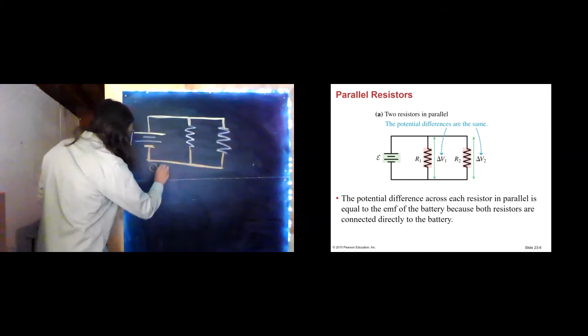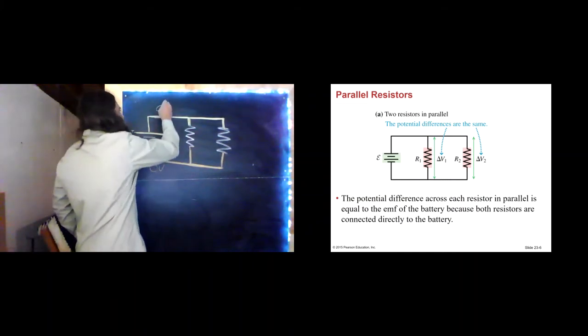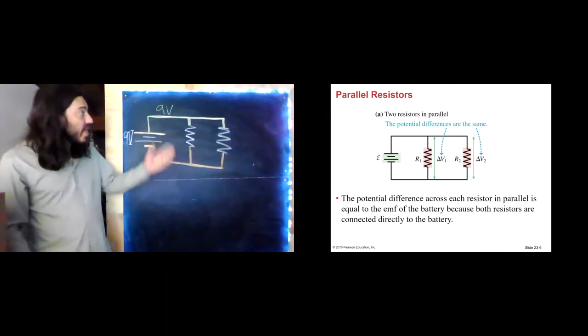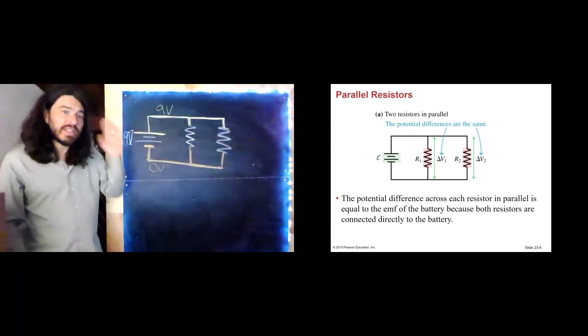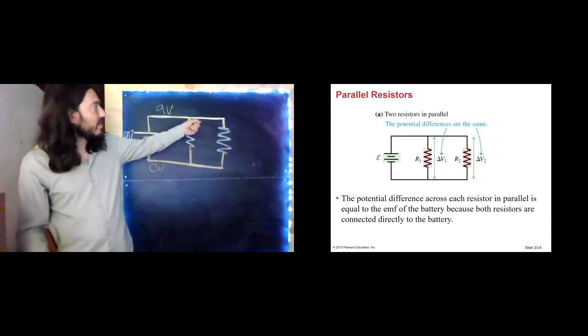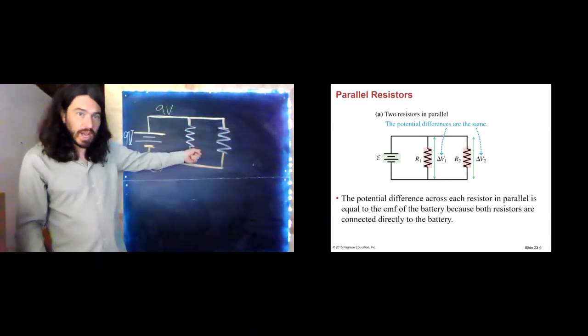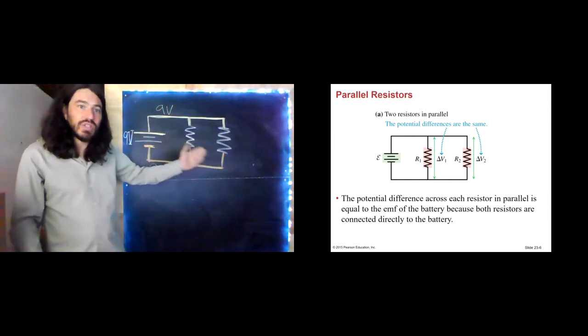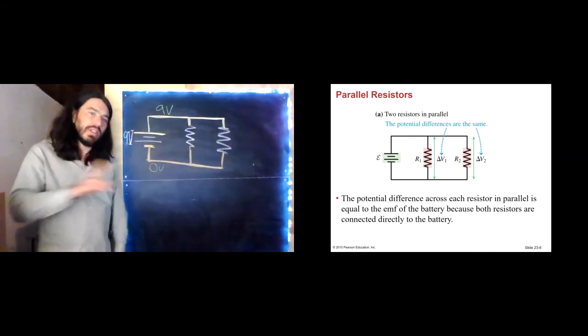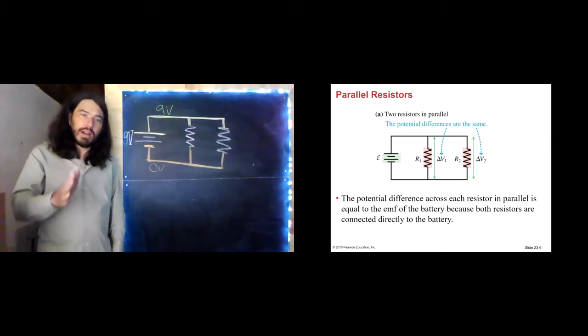So this is 0 volts, this is 9 volts. Now, hopefully we can see from that parallel elements have the same potential across them. Because for each of these resistors, we have 9 volts at the top and 0 volts at the bottom. That means delta V for each resistor is 9 volts. That is the true test of whether or not something is in parallel.